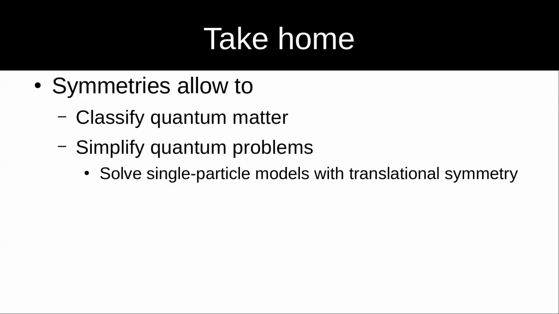So maybe the things to remember from this lecture is that symmetries allow us to classify quantum matter, and we can learn a lot about the properties and the potential emergence of quantum many-body systems just by thinking about which symmetries the system breaks. And then the second important point is that symmetries allow us to simplify quantum problems, and in particular, for single particle systems with translational symmetry, we can solve the whole Hamiltonian just by mapping the symmetry eigenvalues to the Hamiltonian eigenvalues, and this is what we usually call electronic structure theory.